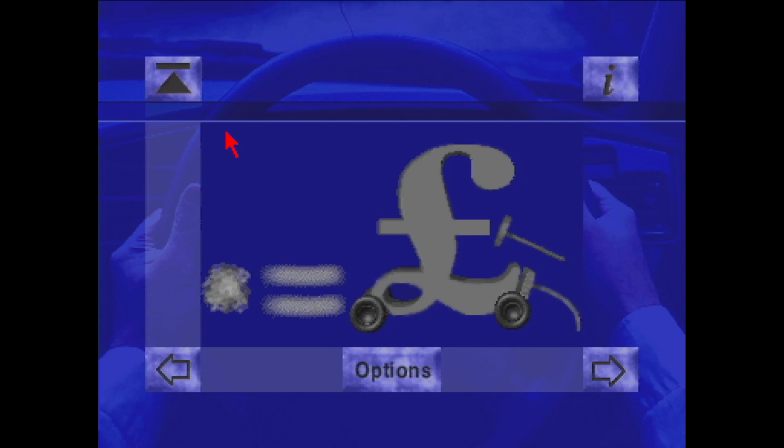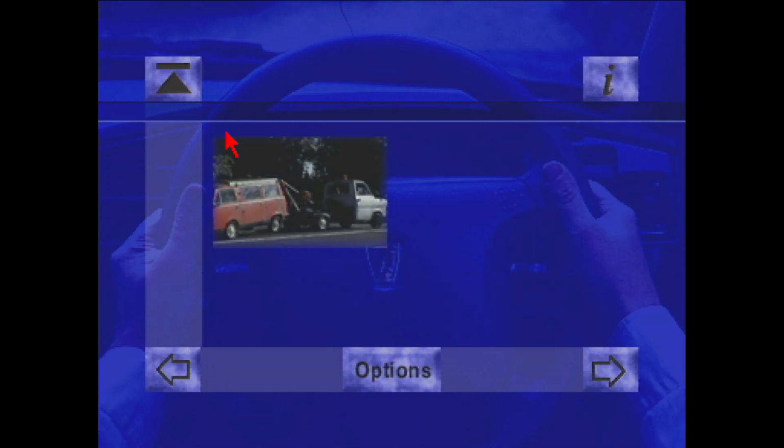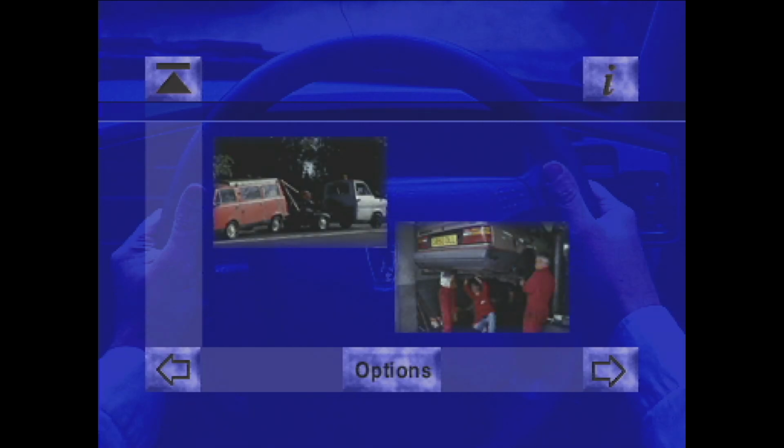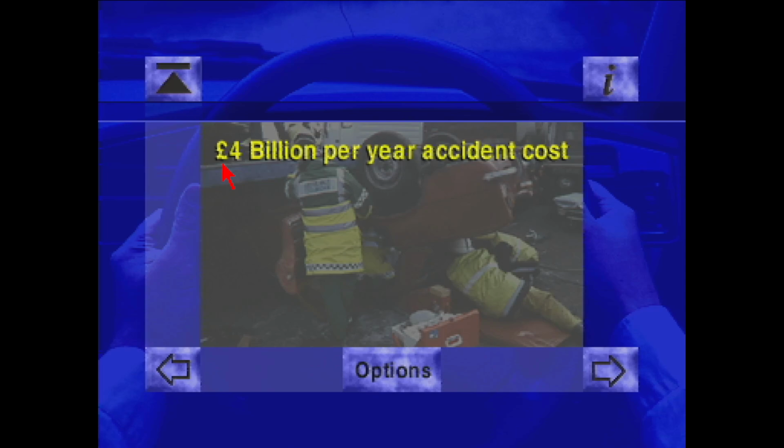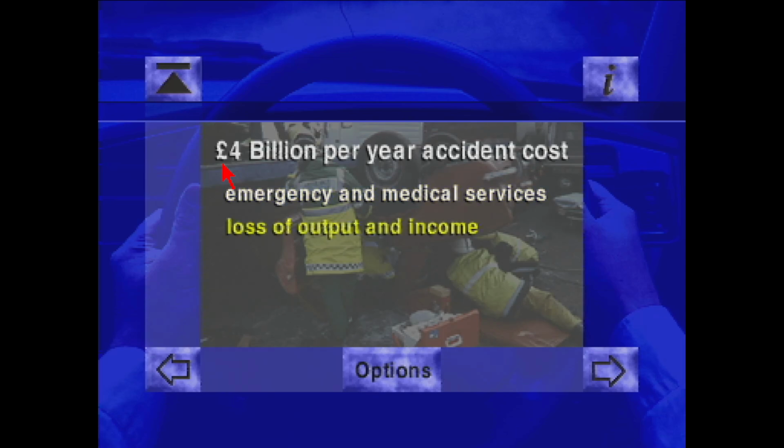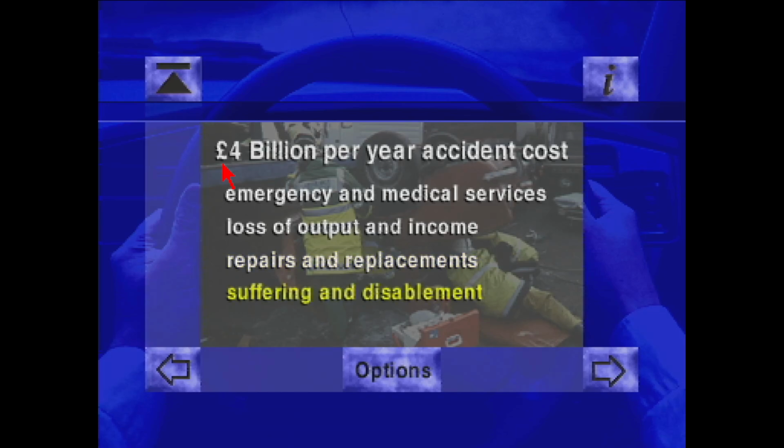The RoadWorthy approach minimizes the cost of driving in two ways, by avoiding accidents and by reducing running costs. The annual cost of road accidents in the UK is around £4 billion. This includes emergency services and medical costs, loss of business output and personal income, repairs and replacements, and a sum covering suffering and the effects of disablement.